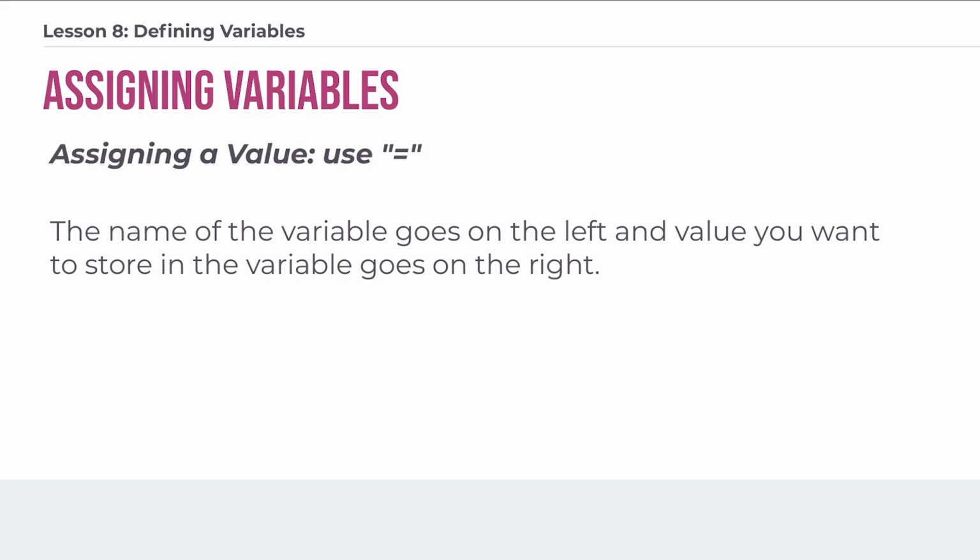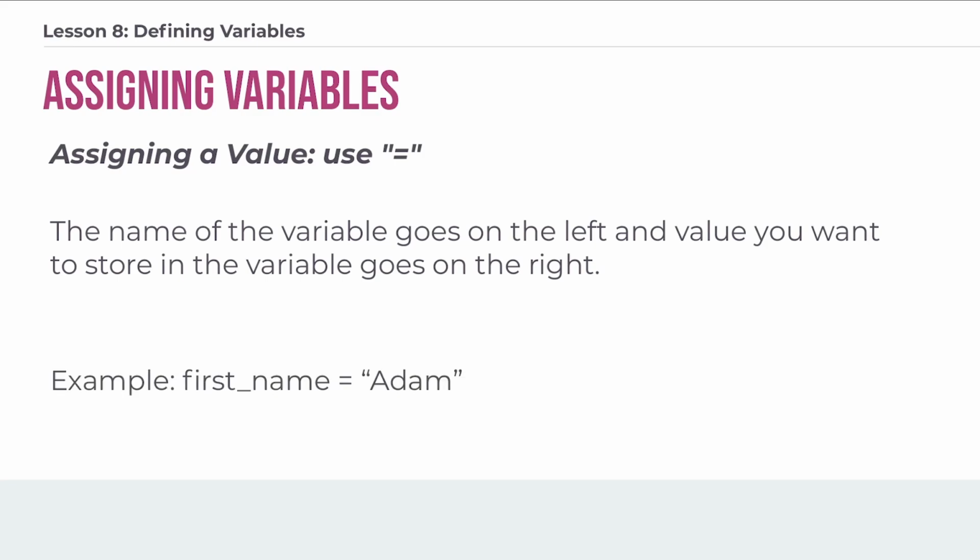All right. So to do that, what you will do is use a single equal sign. If I want my score to go back to 0, I will say score = 0. And that assigns the value that I want my variable to have.